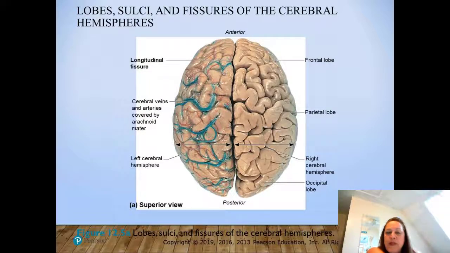This is a picture of the brain on the left-hand side with the cerebral veins attached, and on the right-hand side without. You'll notice there are a couple of lobes named. We have five lobes of our brain that are named. Four of them are named for the bones that overlay them: frontal, parietal, temporal, occipital, and on the inside is called the insula.